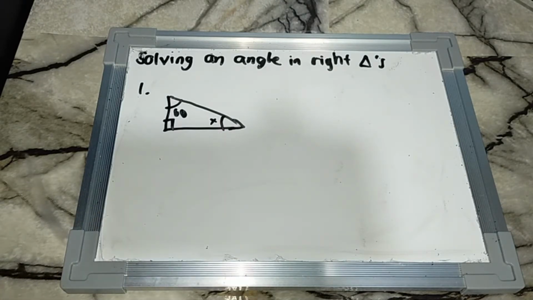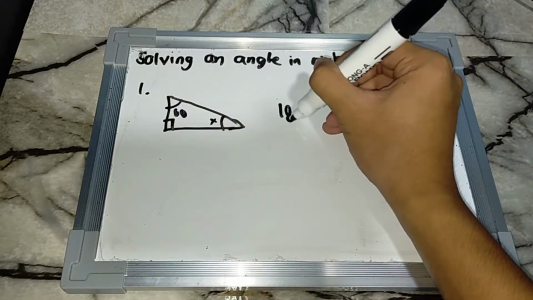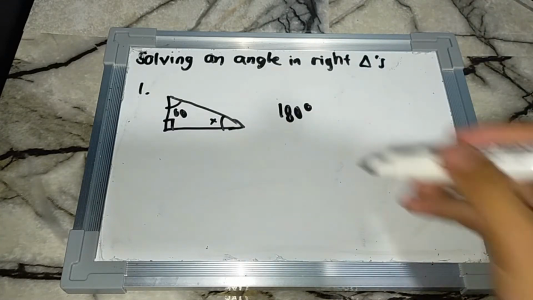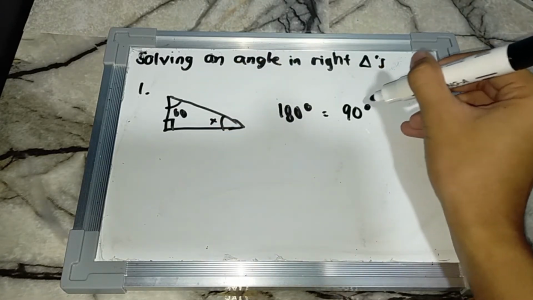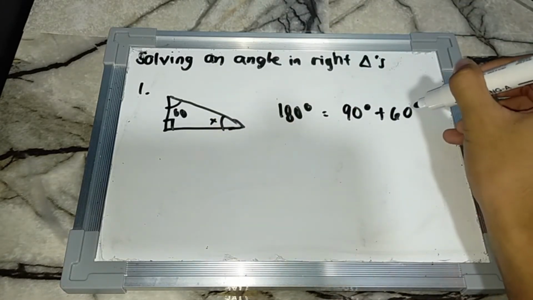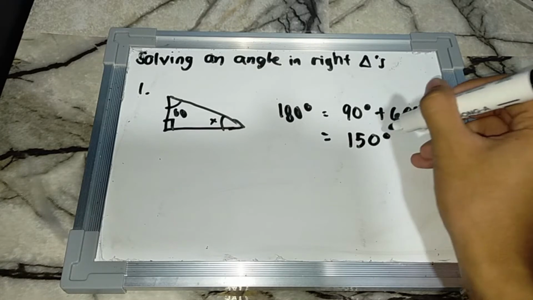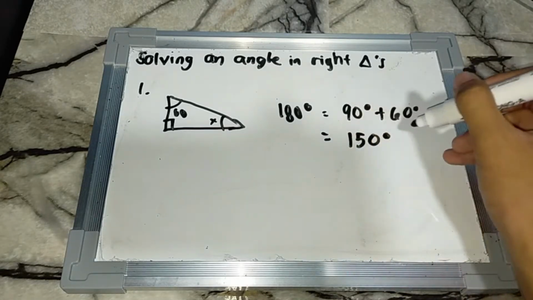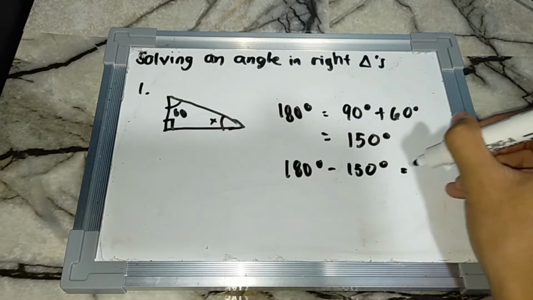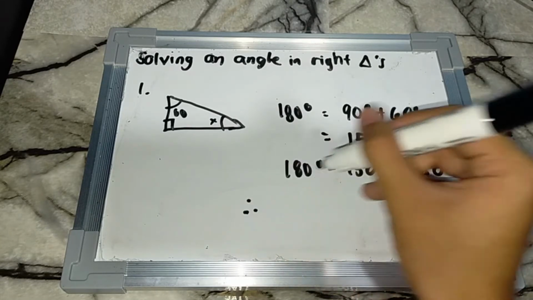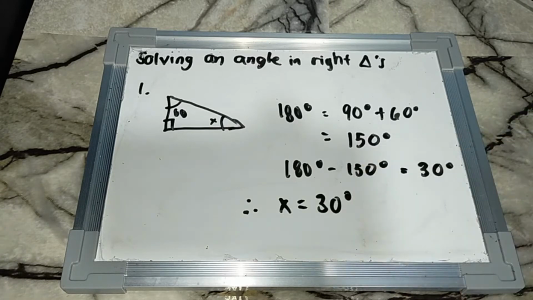First of all, the basics, we all know that the sum of all the angles of a triangle is 180 degrees. And based on the drawing, we have 90 degrees, we have 60 degrees. So when we add that, that is 150 degrees. Then we subtract it from 180. We have 30 degrees. Therefore, the value of x, or the angle, is 30 degrees.